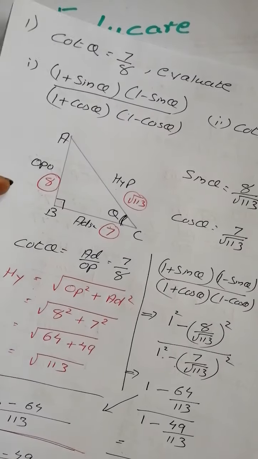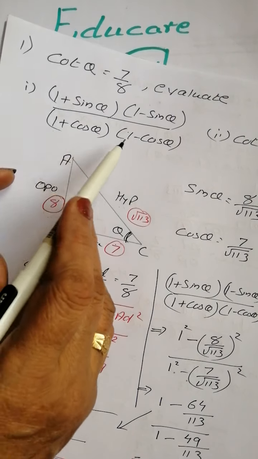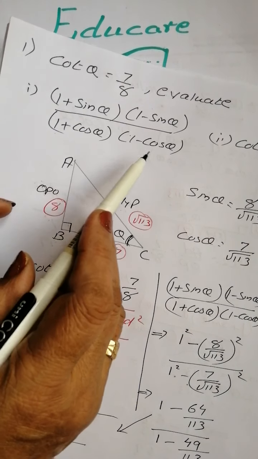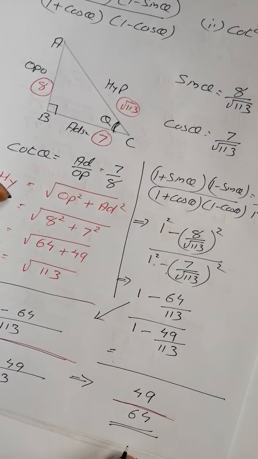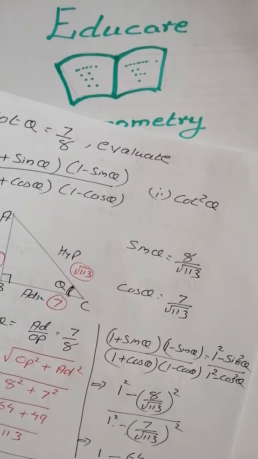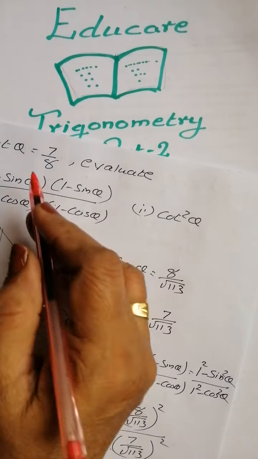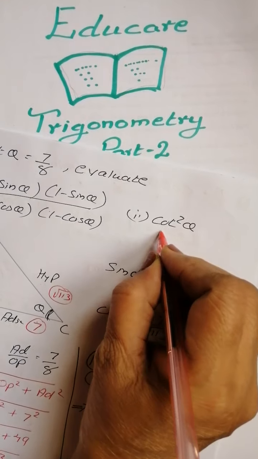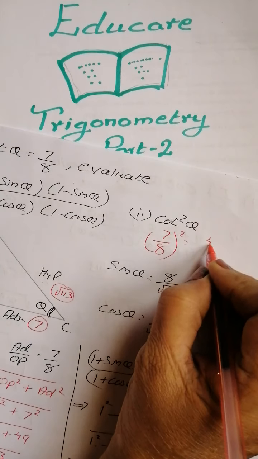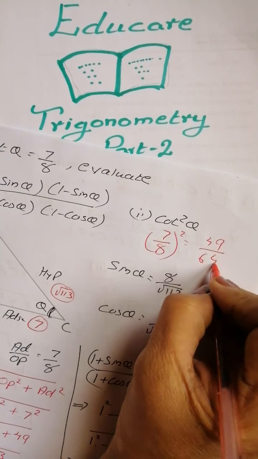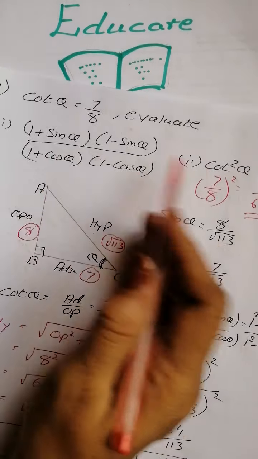So we have evaluate 1 plus sine theta into 1 minus sine theta, the whole by 1 plus cos theta into 1 minus cos theta as 49 by 64. Got it? Now the second part. Here what is the second part? Cot square theta. It's natural. Here they have given cot as 7 by 8, so cot square will be 49 by 64. Got it? Clear the first and the second subdivision?